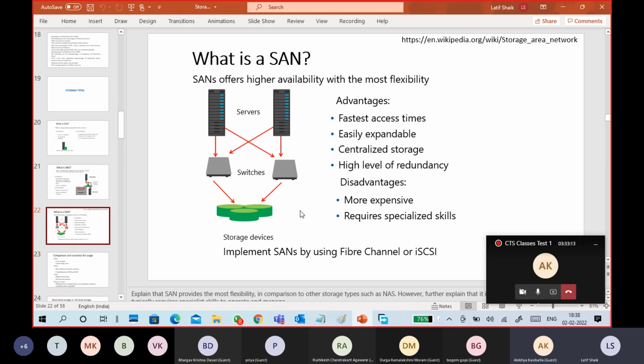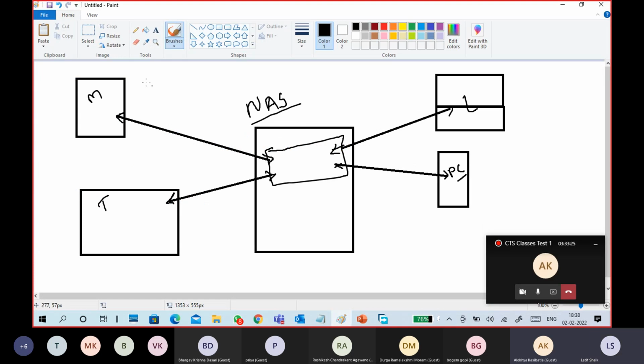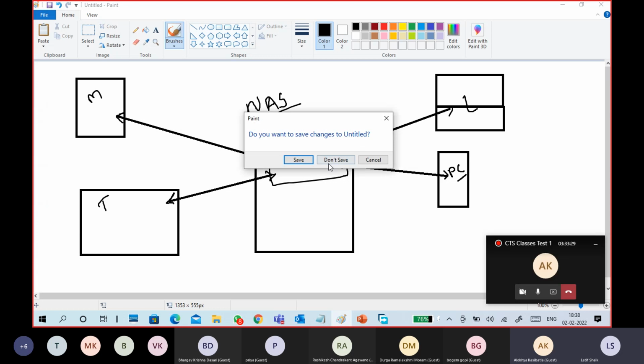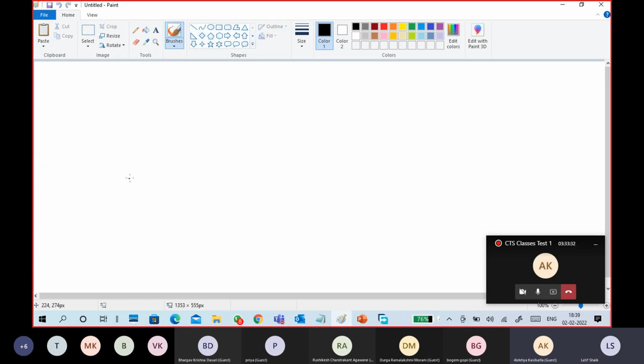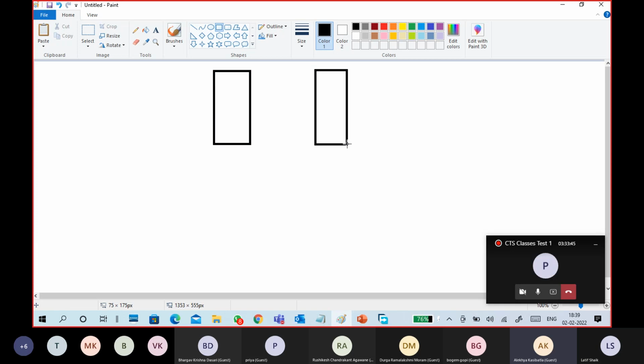Now you're accessing data. You are accessing data through servers, and one thing is connected to another thing. Can anyone tell me, if every device is connected to all other devices, which type of topology is it? Star topology. No.